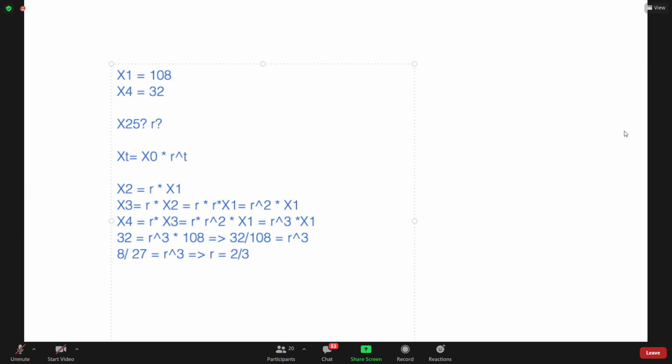Good. Now, what we can do is calculate x0, because we need x0 in this context. How do we calculate x0? We have the formula xt is equal to x0 multiplied by r to the power of t, and we are going to make use of x1 in order to understand this.